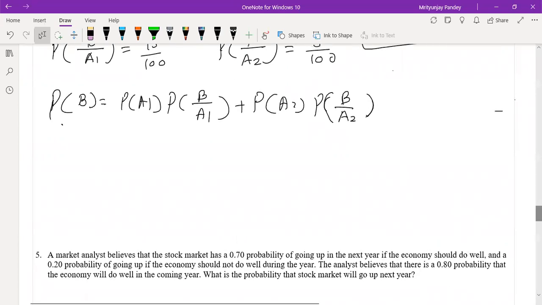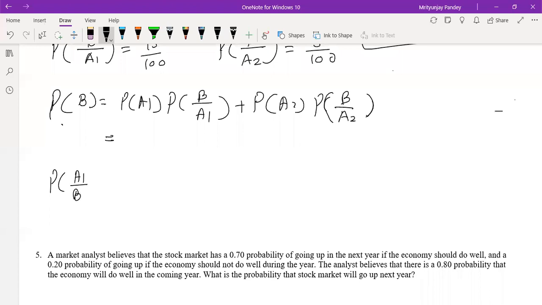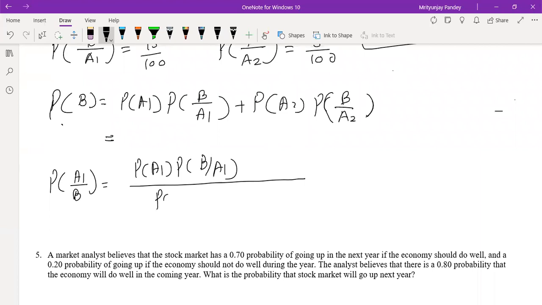ओके यहाँ पे हम लोग इसको कैलकुलेट कर लेंगे. सो आई लीव वन लाइन इन नेक्स्ट लाइन. Yes, your target is A1 upon B. Is it clear? Yes, sir. What is the formula? P of A1 into P of B upon A1, the whole divided by P of B, probability of B.